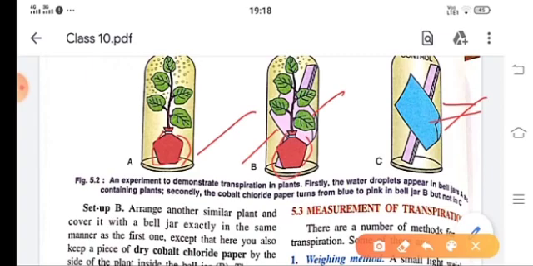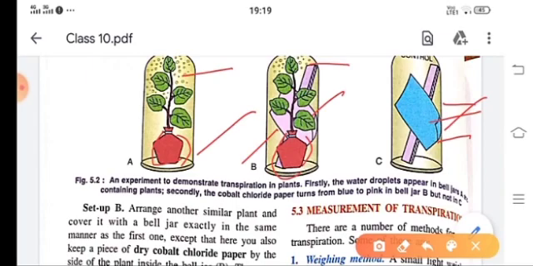After some time you will see water droplets on the inside of the bell jar. Now here also there are water droplets inside the bell jar, but in this the cobalt chloride turns pink in color because of the presence of moisture in it. And in this experiment there is no change. Why is there no change? Because there is no plant over here, so there are no water droplets, so there is no change.